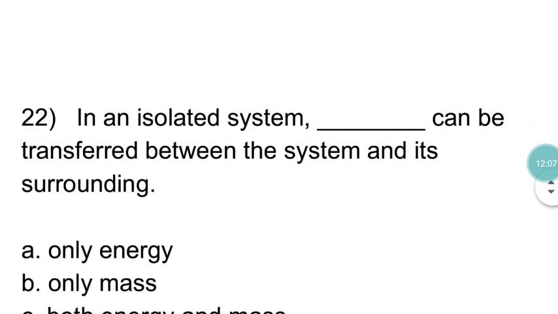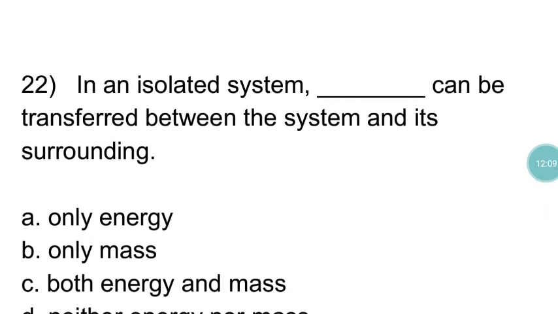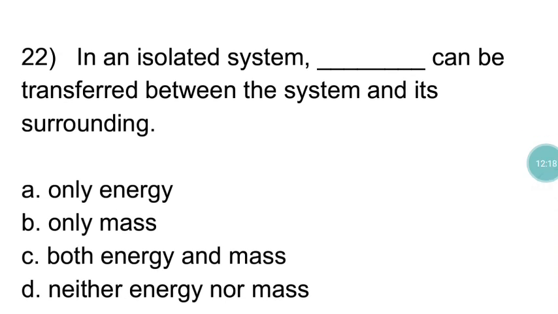Question number 22. In an isolated system, dash can be transferred between the system and its surrounding. Okay, so isolated, so neither energy nor mass can be transferred between the system and surroundings. So if you know that in open system, mass and energy can both transfer. In a closed system, mass cannot be transferred, only energy transfers. And in isolated system, neither energy nor mass can be transferred between the system and its surrounding. Okay, the correct answer for the question number 22 will be option D.